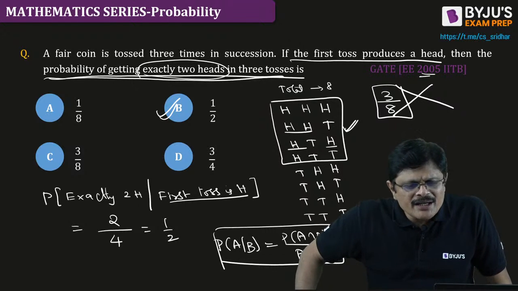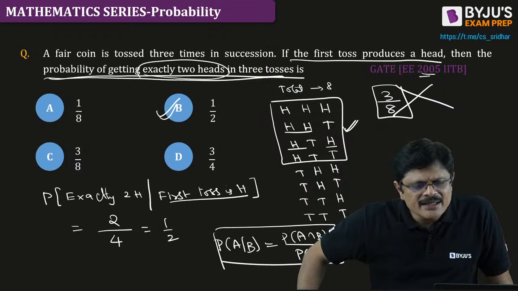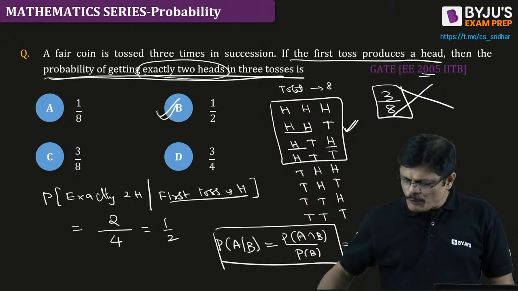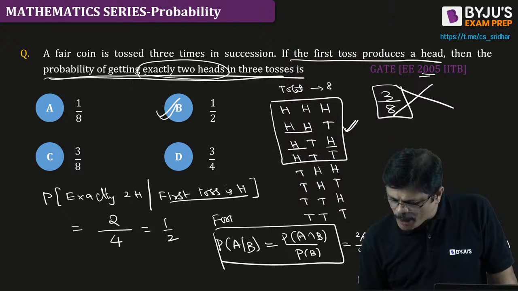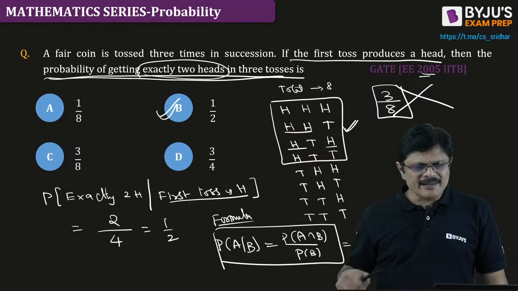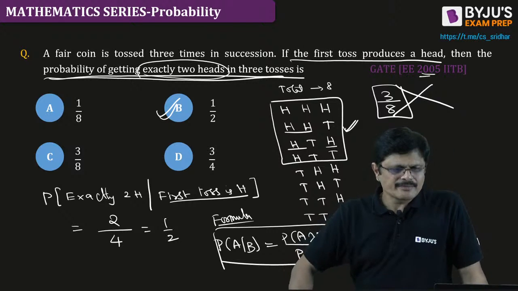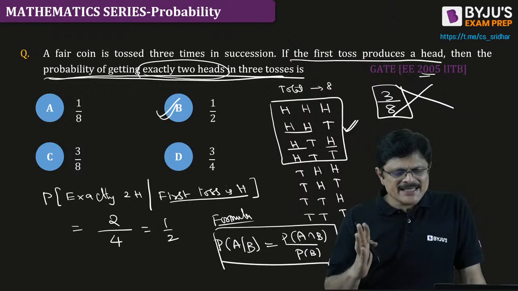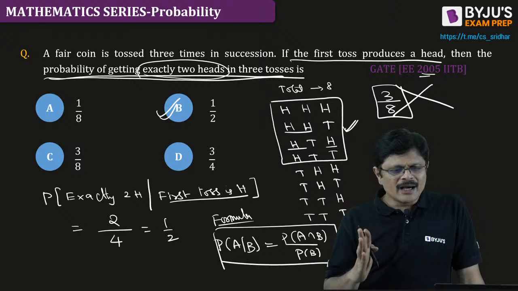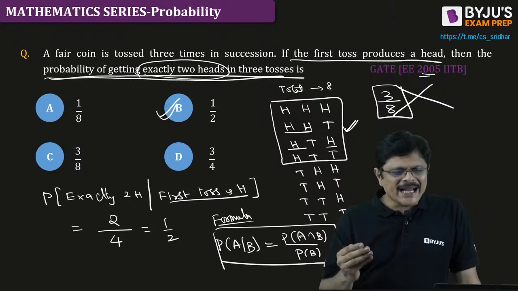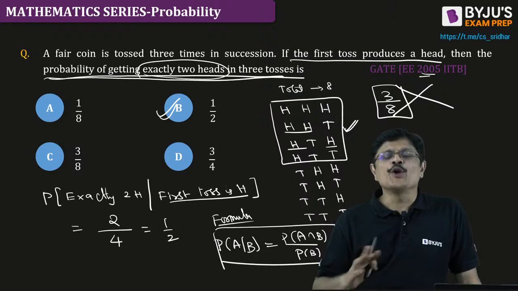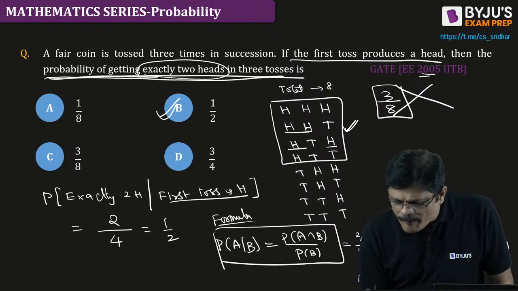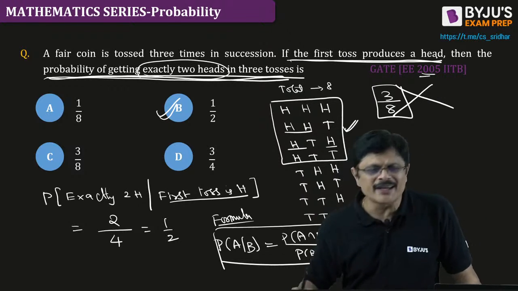Babu Murali, 3 by 8. See, Murali, if you want to do by formula method, this is the formula method. This is the formula method. And please, exactly 2 heads. Normally, you are reading the problem from here. You are not reading from here.